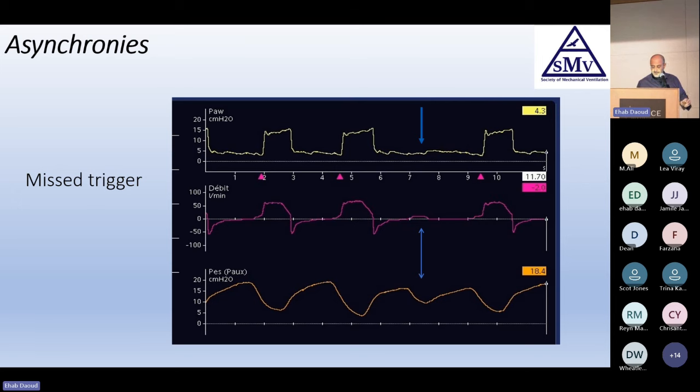Missed triggers, usually in OTP per week. Sometimes it's very subtle and you might miss it on the airway pressure and the flow. But if you look with the esophageal balloon, the patient is trying to breathe, but the ventilator is not giving him any breath. This is usually due to OTP, and it causes a lot of anxiety. When you're trying to take a breath and you can't, your brain is not happy. So you have to figure out why that is happening and try to fix it.